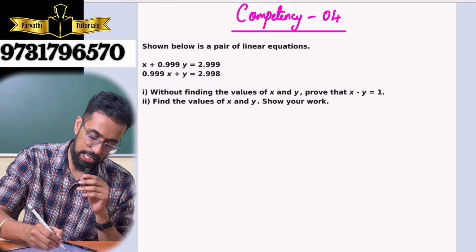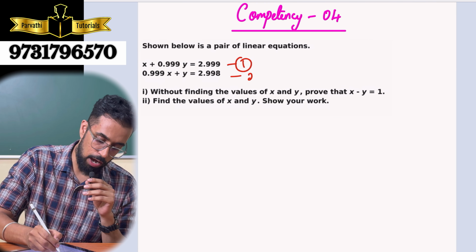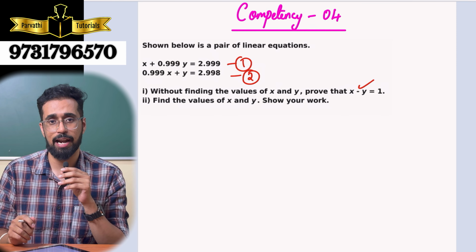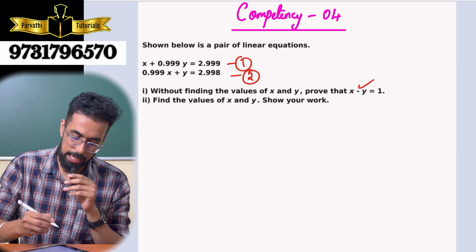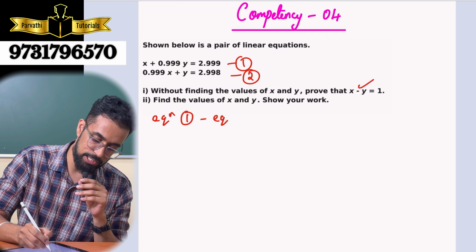So here we have two linear equations. Let's call them equation 1 and 2. First, our objective is to prove that x minus y is equal to 1 without actually finding x and y. So what do we do here? We subtract the two equations. We do equation 1 minus equation 2.